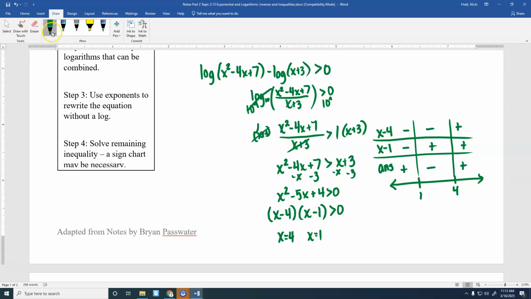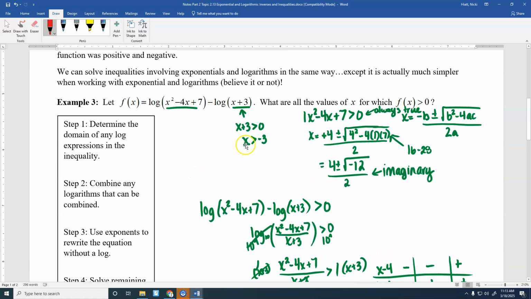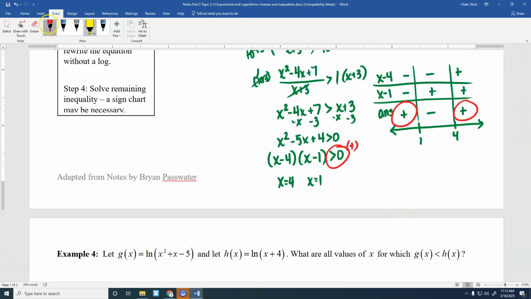But here is where that first part that I was doing comes in. My answers are greater than 0, so it's my positives, right? So it's this section and this section. But at the very beginning, what did we say? We said x has to be greater than -3, right? Because anything less than -3 is going to mess up our equation. So I'm going to add -3 right here on my line, and everything down here you can't have.